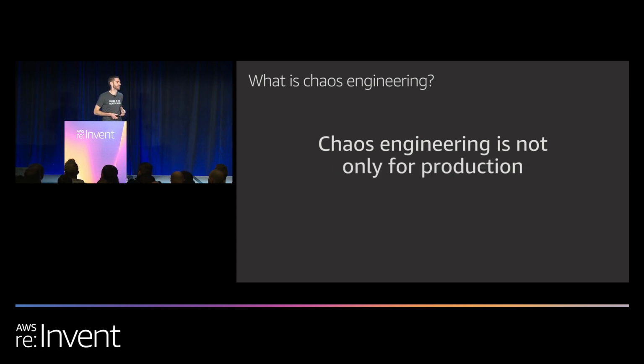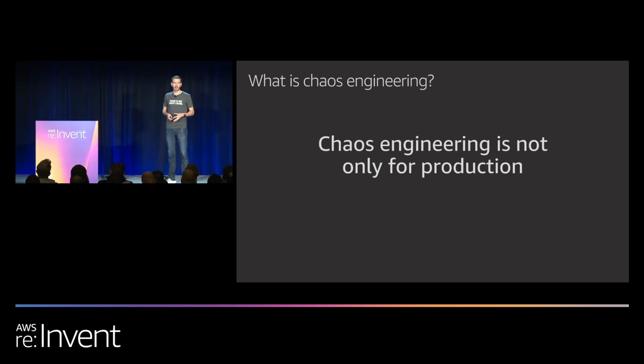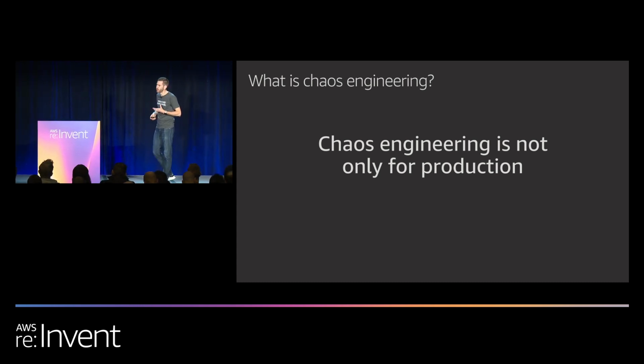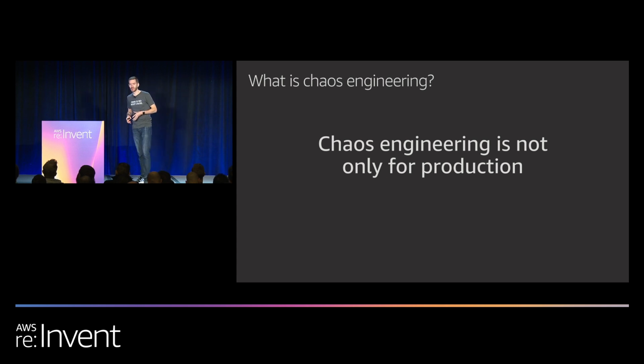Chaos engineering is not only for production. We often hear that chaos engineering should be used in production. And hearing this and saying this can be an obstacle for anyone trying to introduce chaos engineering in their organization. We want to do it as close as possible to production, but you can do experiments in your test environment, in your staging environment, in your playground environment, whatever you call it. But the more production-like, the better, of course.